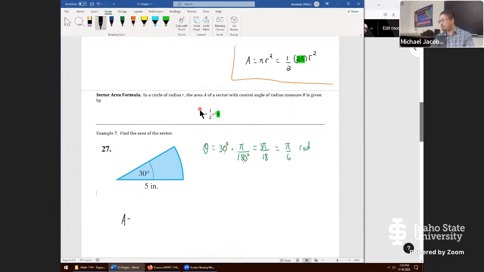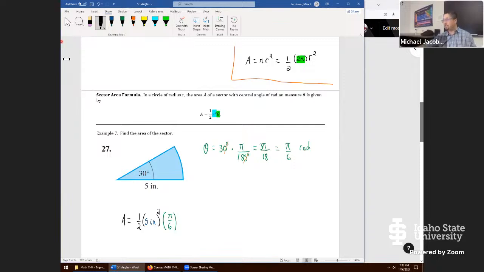So area is going to be equal to 1/2. Next portion of the problem is the radius right here, which we square. That'll be the 5 inches in the diagram, so 5 inches squared. Multiply it not by the 30 degrees, but in its radian measurement, pi over 6. And that's our whole thing.